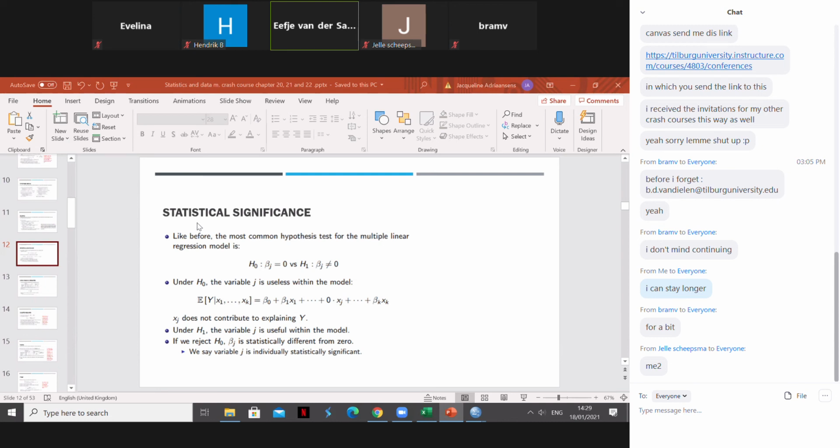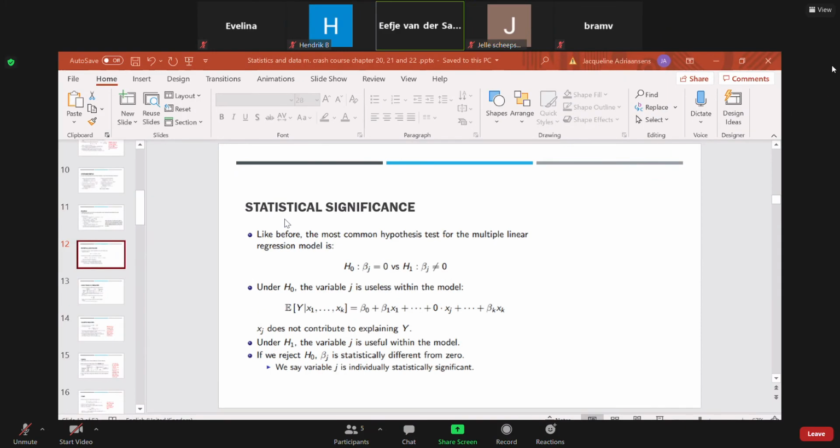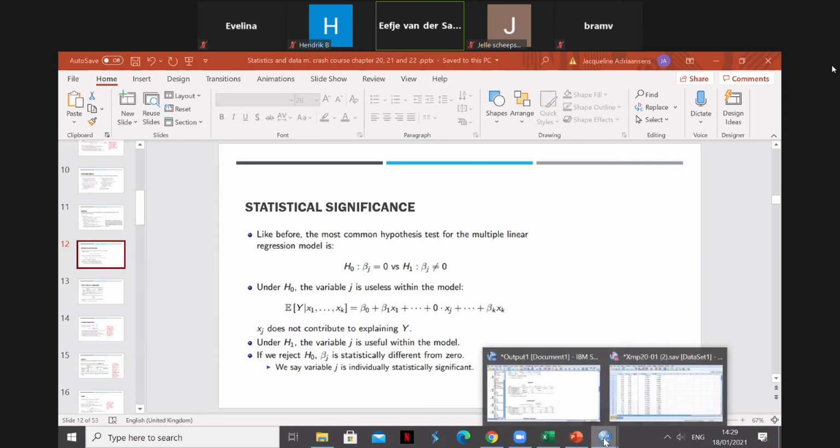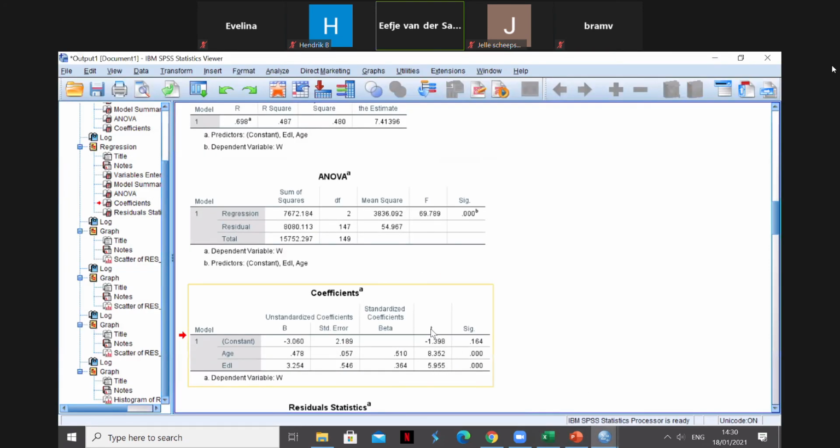So statistical significance. Like before, the most common hypothesis test for the multiple linear regression model is testing whether the regression coefficient is 0, one of them or all of them. That's what we call a statistical significance test. It's quite easy because, if you go to the model, you can always find the t-value of a zero hinge here, and also the significance level, which both are low, as you can see. So probably they're both statistically significant because they're different from 0.